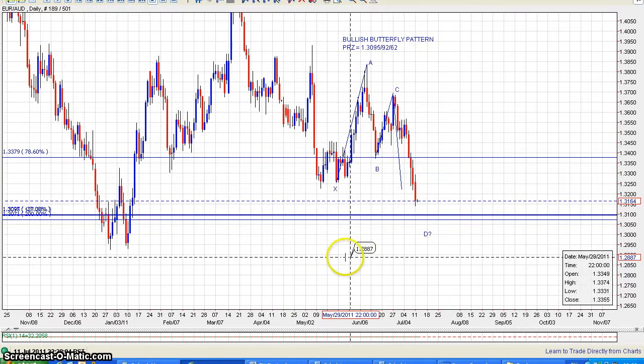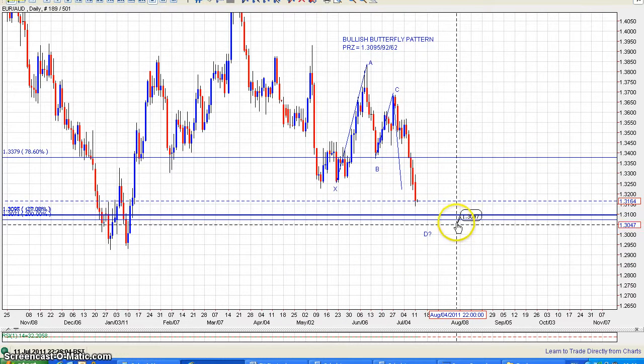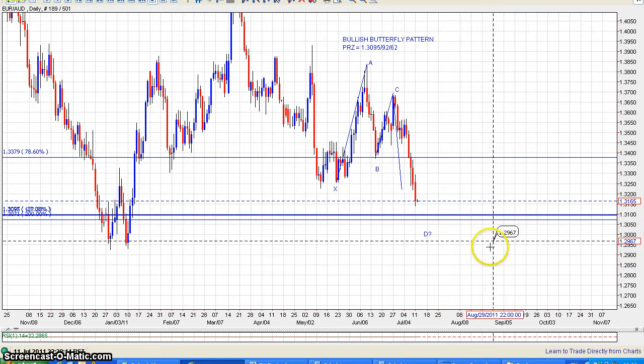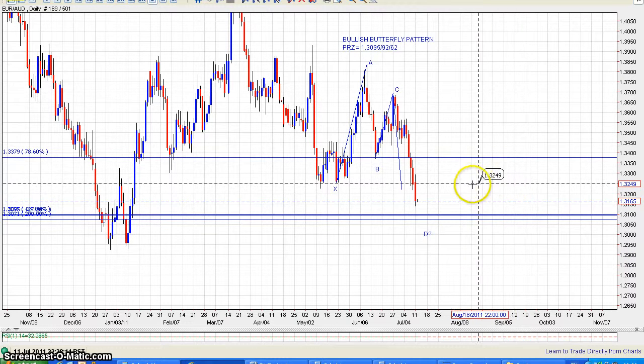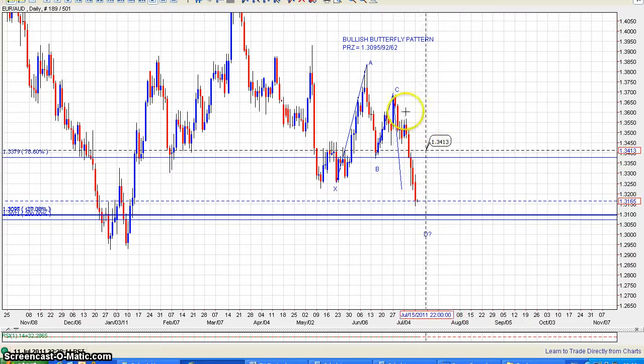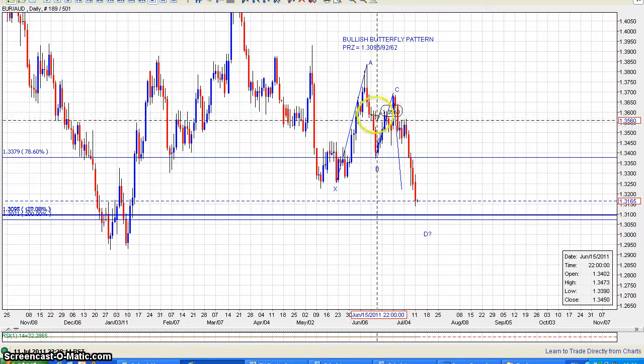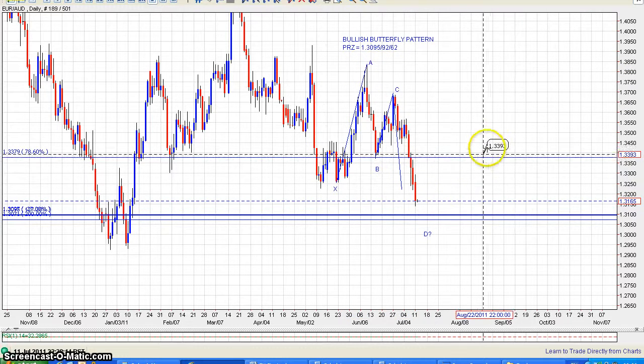So it's an entry order at 1.3095. That's a long order. Stop at 1.2900 or 1.2910, and open objective, but use the Fibonacci retracement of the AD leg to trail the stop and manage the trade.